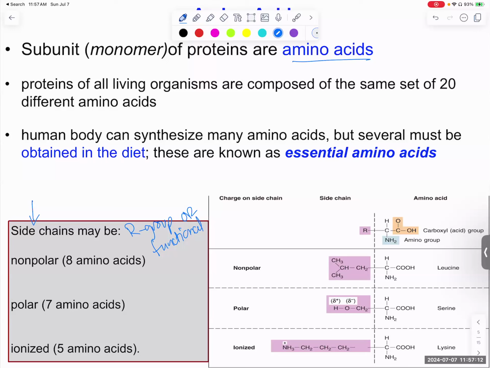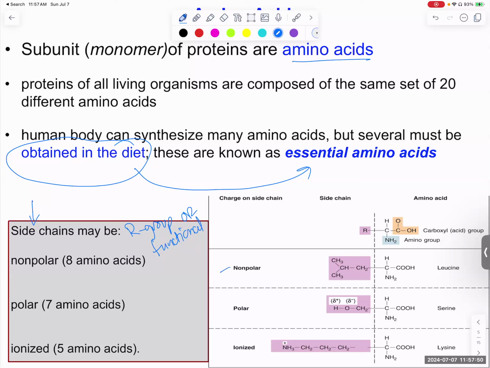The human body can only synthesize some of these amino acids. Others are needed to be obtained in food or through your diet. And those are the ones that we call the essential amino acids. These essential amino acids, they all come in animal proteins. You have all the essential amino acids in animal proteins, but in plant proteins, no plant protein has all of the essential amino acids. And so that's why vegetarians and vegans have to combine correct plant proteins so they can make sure they're getting all of the essential amino acids.